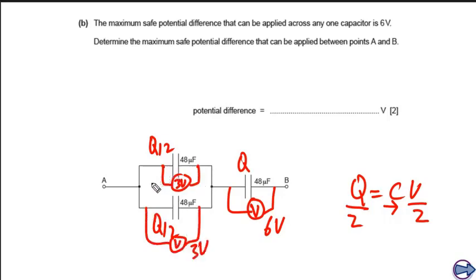Now what we need to do next is find the potential difference between point A and point B. In order to understand that, we can assume there is a battery attached between terminals A and B. The EMF of this battery has to be equal to 3 volts plus 6 volts, meaning 9 volts. So that is our final answer.